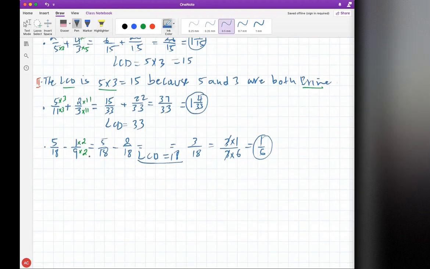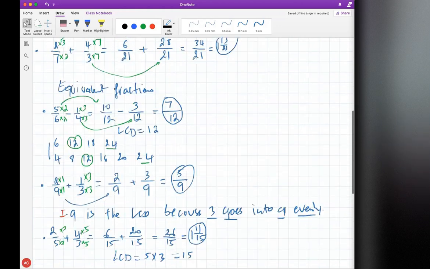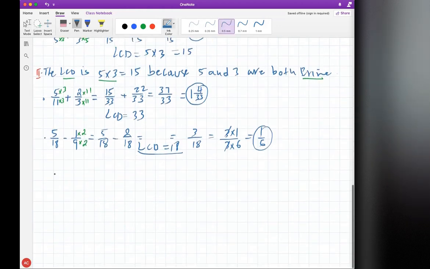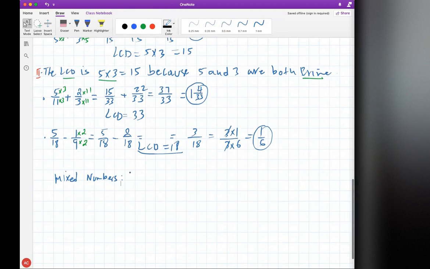Okay, any other questions, everybody? Please let me know if you have any other questions. So next we're going to see how to add and subtract mixed numbers. So far we've done fractions, adding fractions, but sometimes you may have mixed numbers. You may need to add them or subtract them. Last time we multiplied and divided mixed numbers, and this is how we add them.